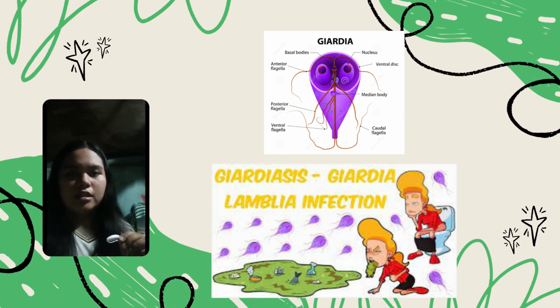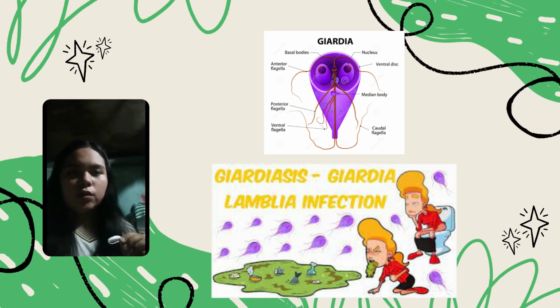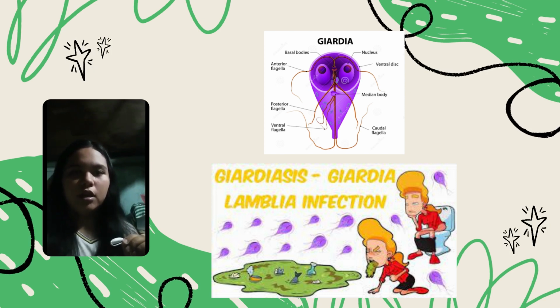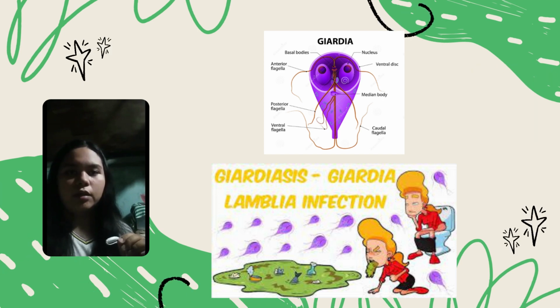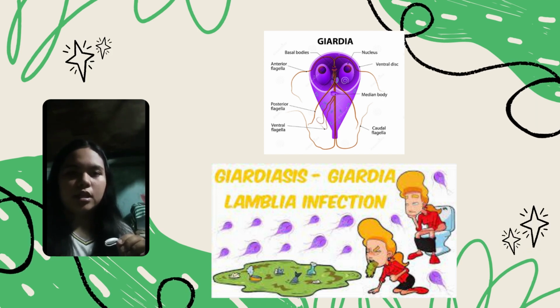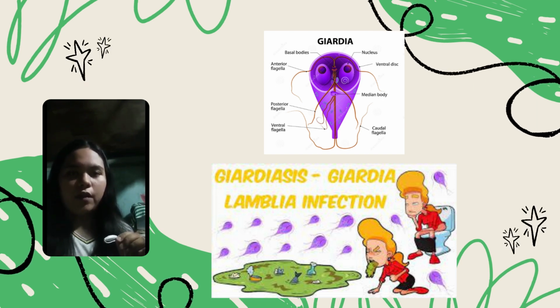Damage to the intestines is not due to invasion of the parasites but because of the inflammation of the duodenal mucosa, leading to diarrhea with malabsorption of fat and proteins. The trophozoites may also infect the common bile duct and gallbladder.